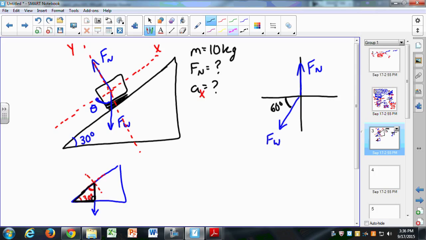Different books will do this differently. I recommend that when you're finding the angle of the weight, you use 90 minus the angle of the incline. You'll see why in a second, because it helps with your x and y components. You're not doing funky x and y components. You're still doing cosine and sine x and y components. Always measure your angle from the x-axis.